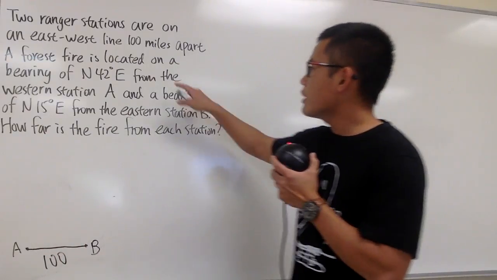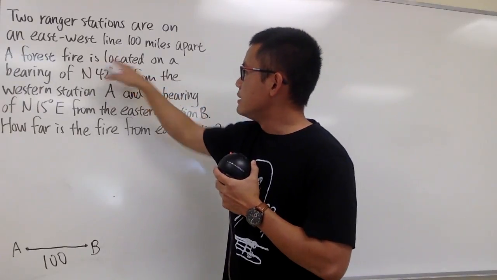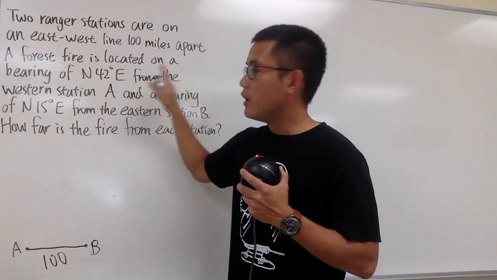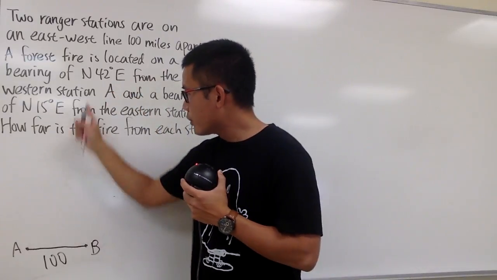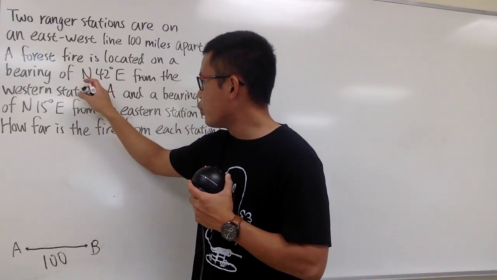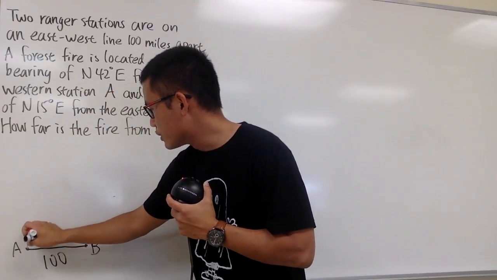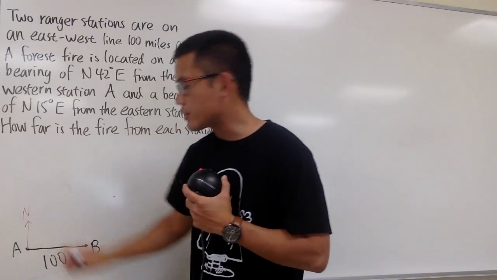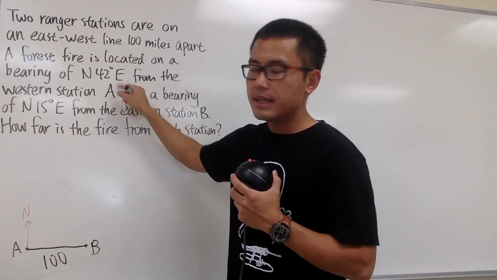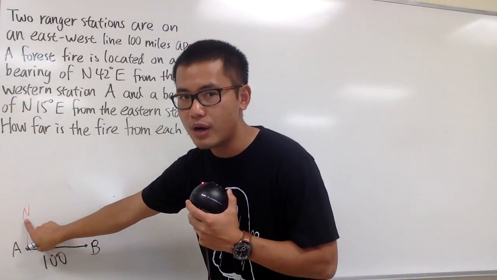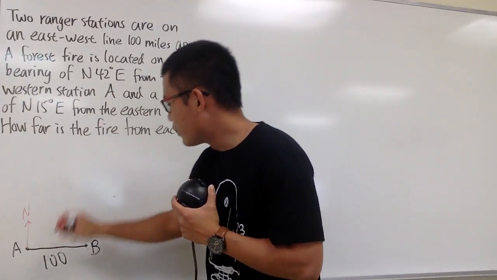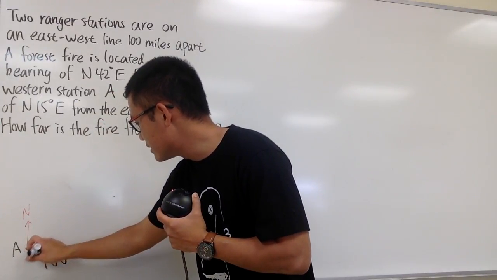And now, right here it says, the fire is located on a bearing of north 42 degrees east from station A. So this is going to tell us, let's go to A first. And I have to look up to the north direction. So I'm going to draw a straight line up like this. This is the north direction. And I will have to turn 42 degrees east. That means from here, I will have to turn to the right because that's the east direction, right? So we have to turn 42 degrees. So it's going to look like this, something like that.